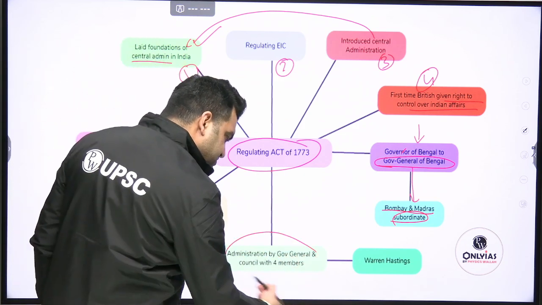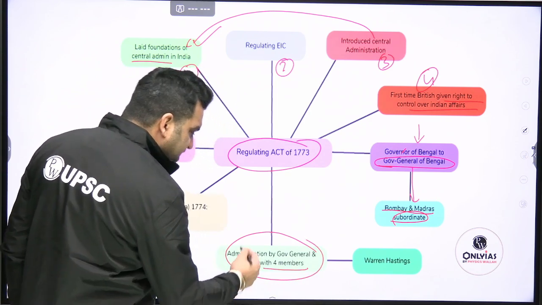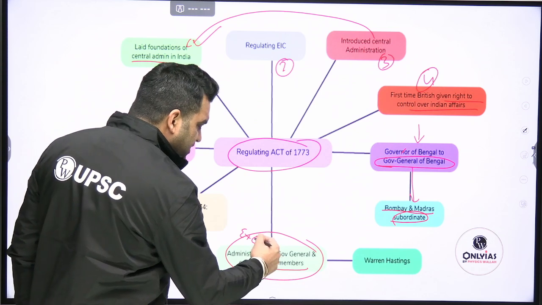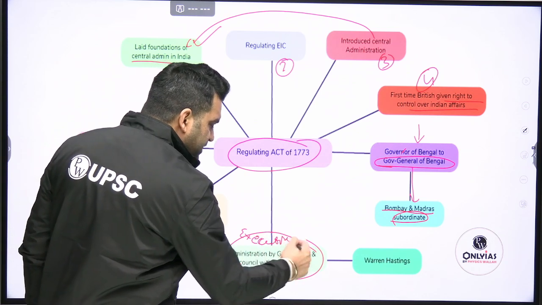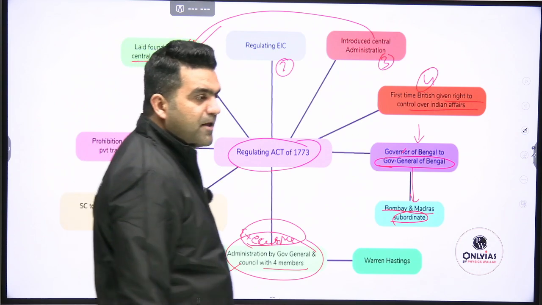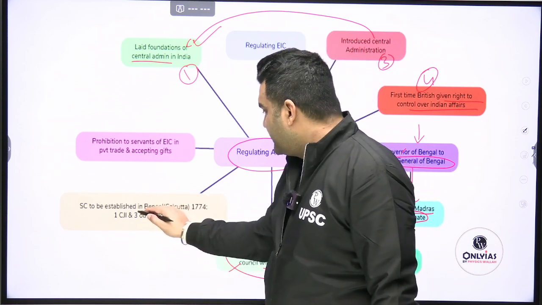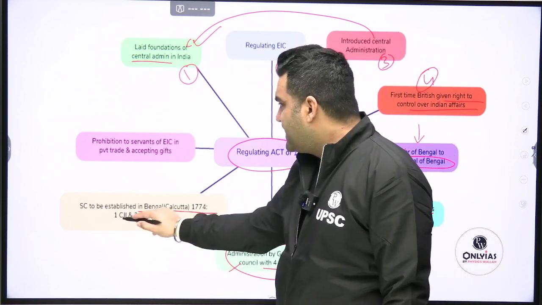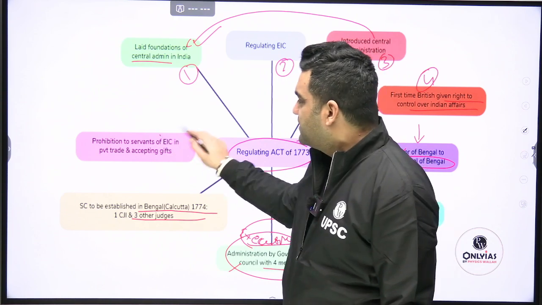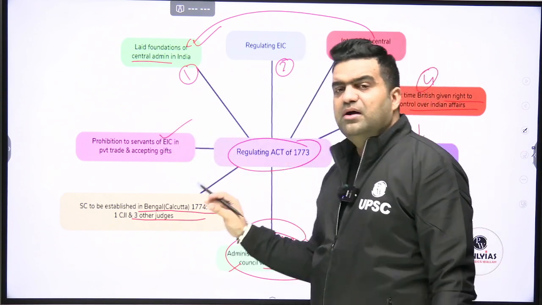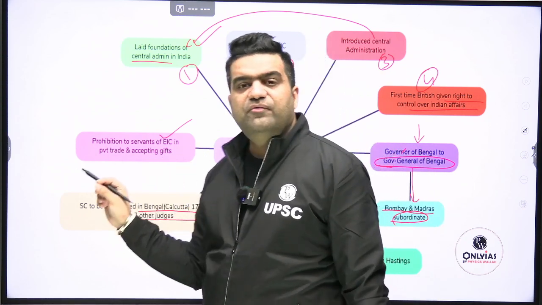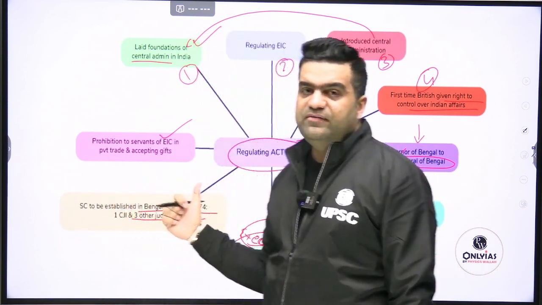Administration by Governor General and Council. This was the Executive Council. What do we mean by Executive Council? It will help only in the executive affairs of the government, no legislation, etc. Then a Supreme Court to be established in Bengal, with 1 Chief Justice and 3 other judges. Prohibition on the servants of the East India Company. These were the main features of your Regulating Act of 1773.